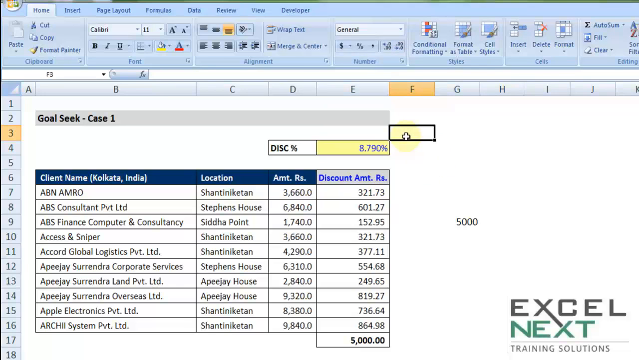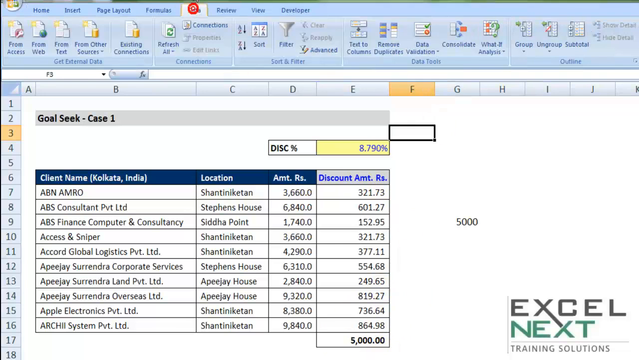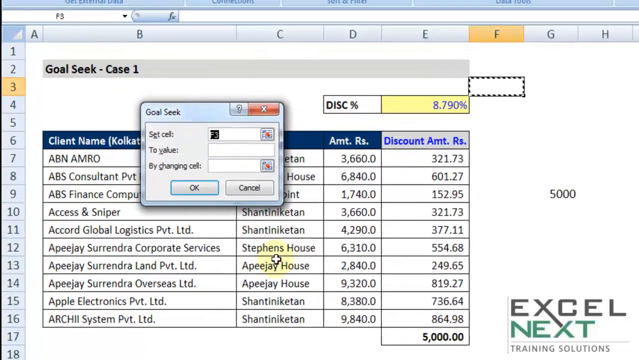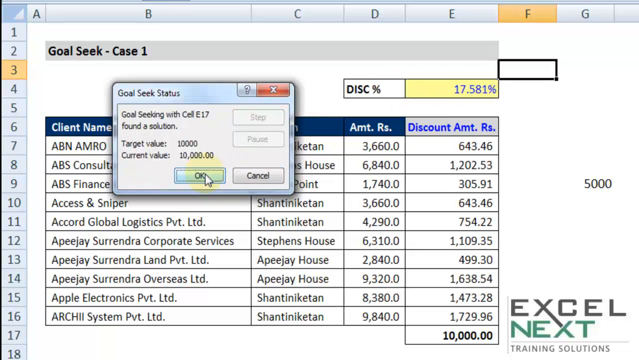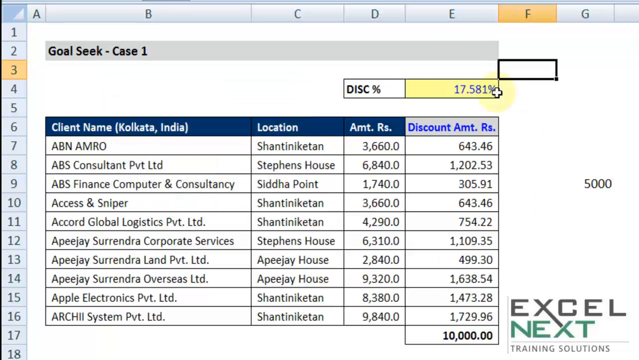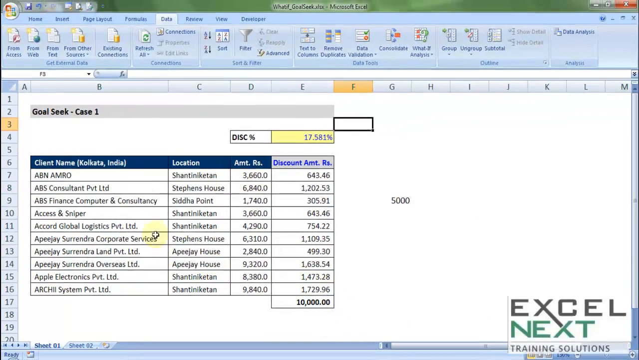Now we will do more examples, but let me just take another example based on the case study. What if the total discount could have been provided up to 10,000 rupees? In which case, let me go back to data, what-if analysis, goal seek. Okay. Set the goal cell to a value of 10,000 by changing cell, the one containing discount. So obviously it's going to increase. Okay. As you can see, 17.58% is the rate at which the total discount comes out to be 10,000. So all of my clients are happy.